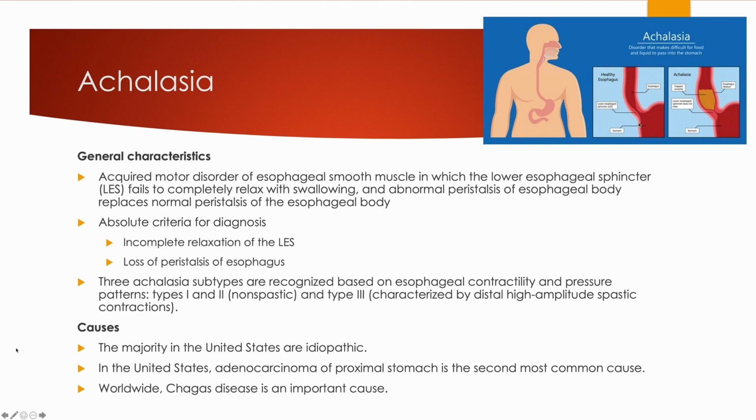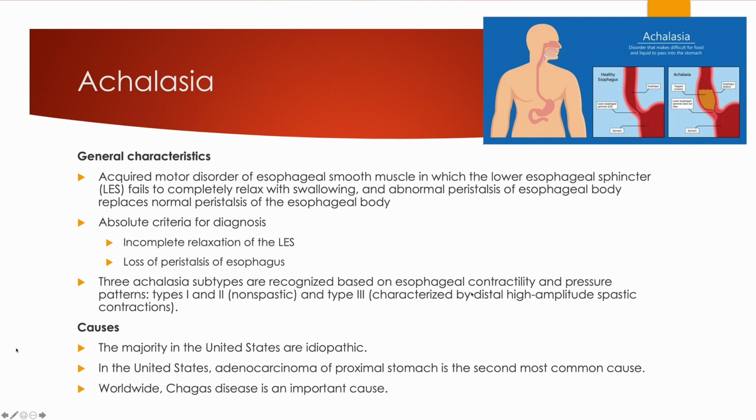So there are some subtypes. I don't necessarily think that you need to know that for the pants, but just for completeness' sake in this lecture, achalasia has 3 subtypes. The first 2 subtypes are non-spastic, and the third is highly spastic. And really the only reason why that matters is how you treat it. But we'll talk about that a little bit later.